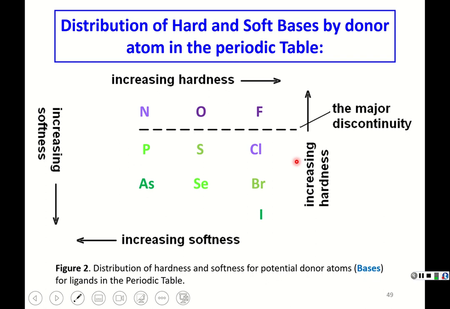If we look at a small section of the periodic table, the nonmetals, hardness increases as you go from left to right and as you go up a group. So fluorine here is going to be the hardest base. The opposite is true as you go down a group or from right to left: softness increases. Here that would be arsenic, so in this small section, that's going to be the softest. That's just a general trend we can look at.